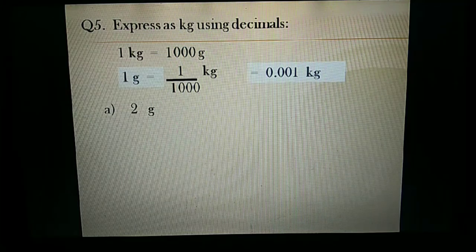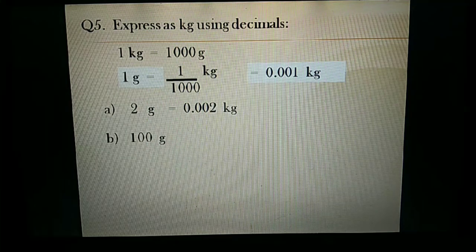As per formula, we will put a point after 3 digits from right. But here, only one digit is present. To make it 3, we will add 2 zeros to the left. 100 gram. Put a point after 3 digits from right as per formula, and you will get the answer as 0.100 kg.